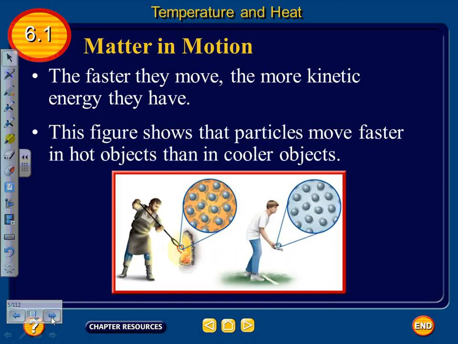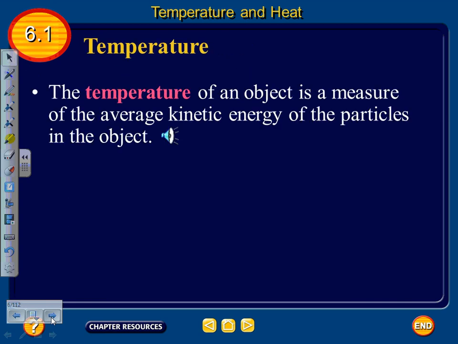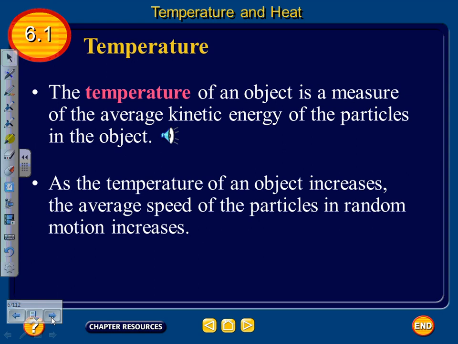This figure shows that particles move faster in hot objects, the fire of a forge, than in cooler objects, a horseshoe, and a horseshoe game. The temperature of an object is a measure of the average kinetic energy of the particles in the object. As the temperature of an object increases, the average speed of the particles in random motion increases.